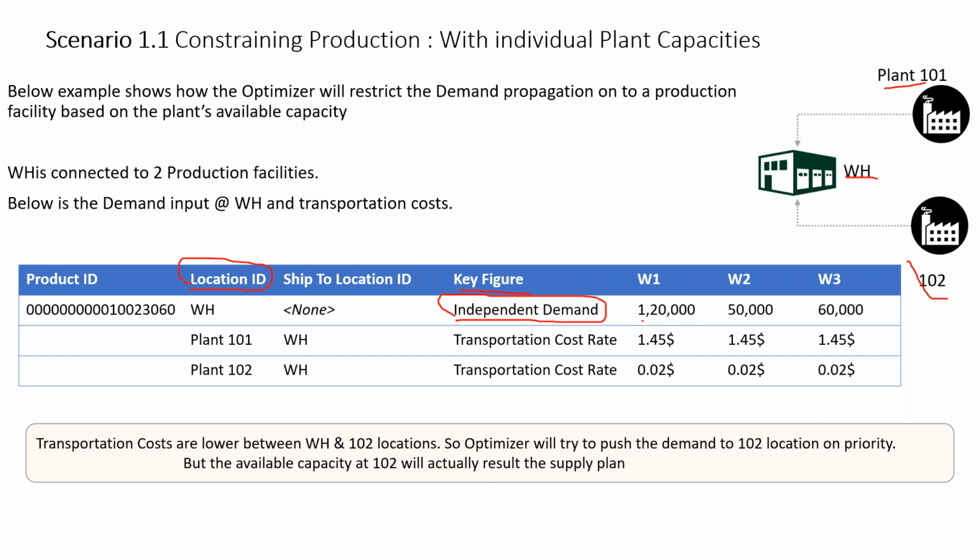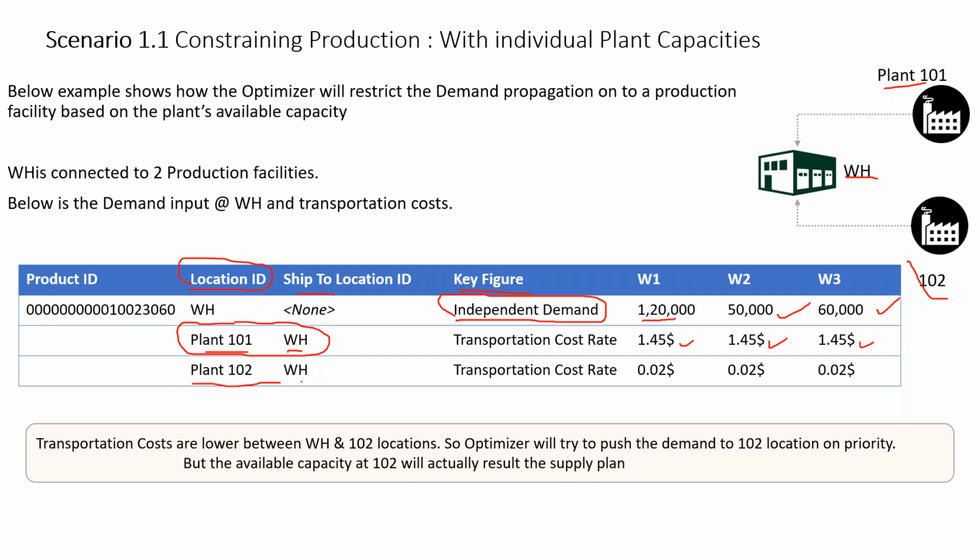Week one, I have a demand of 1,20,000. Week two, 50,000. Week three, 60,000. So I have two plants with me, plant 101, plant 102. So plant 101, ship to location is a warehouse. So that means in this transportation lane, the transportation cost rate is $1.45. That means to ship a single unit of product, as per the base unit of measure we maintain in the product master data, we incur $1.45.